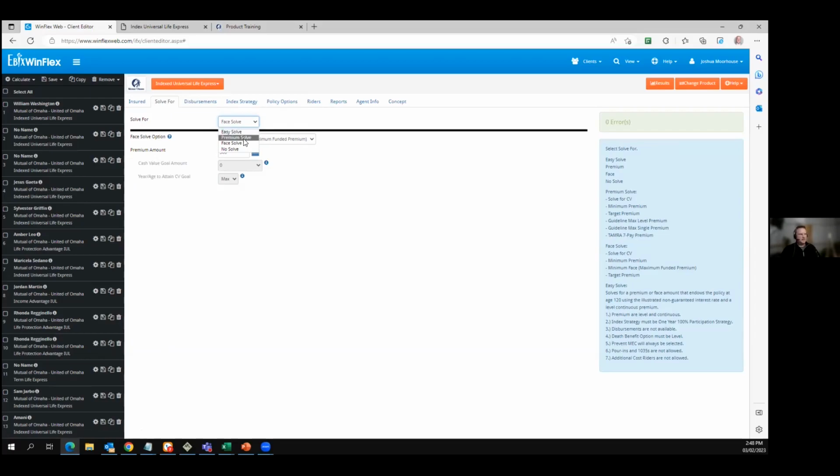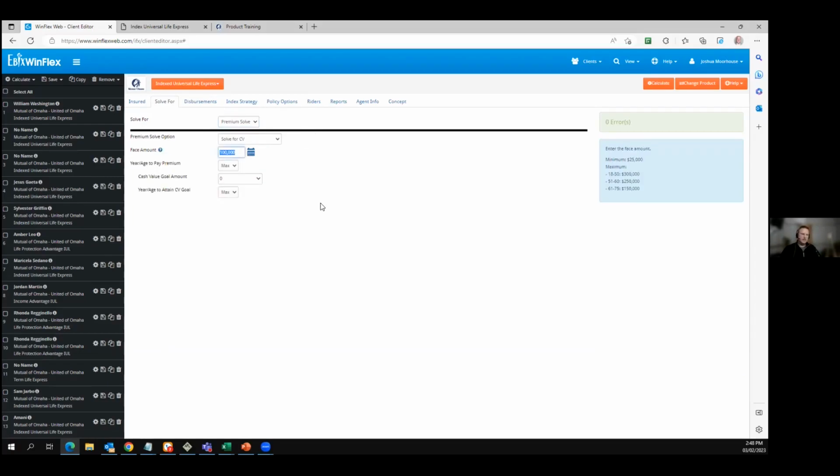An example of that would be going with a premium solve. Let's say somebody wants 150,000, and they want to solve it all the way out to age 120. That's going to be the solve for CV. It'll go all the way out to the maximum, which is 120 for the client. Then you can change the year/age to pay premium to age, and they will pay through 64, so they stop paying at 65.